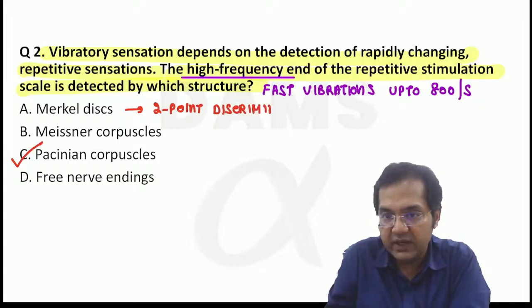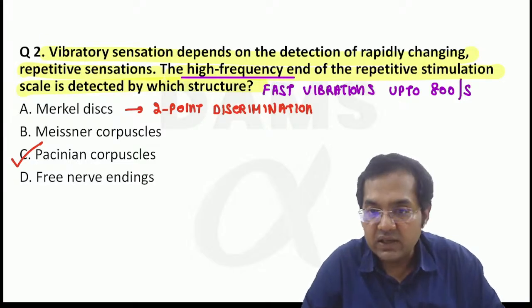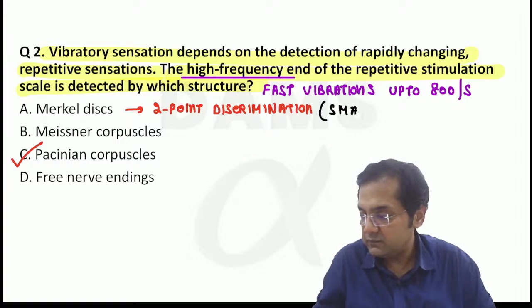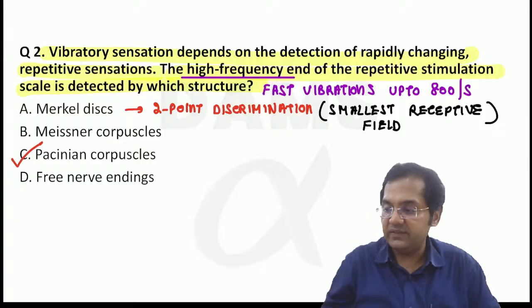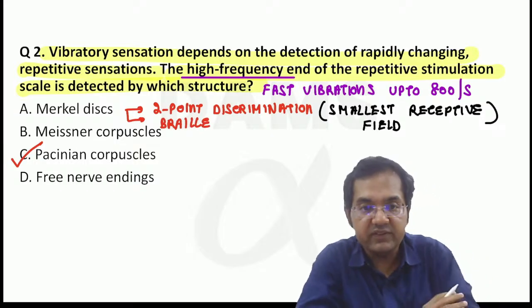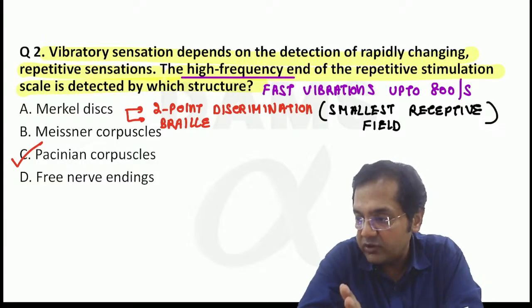Two-point discrimination. Why two-point discrimination? Yes, what is the reason? Merkel has the smallest receptive field. This is also the reason we say Merkel is the better answer for Braille language of the blind. Please, no more controversies. The better answer for Braille is Merkel. Although Meissner also has some role, more stimulation is of Merkel.